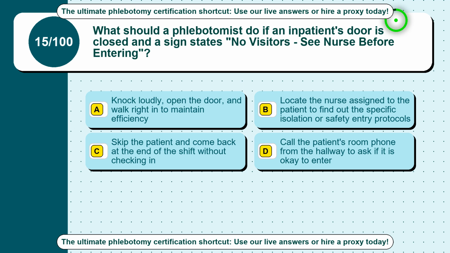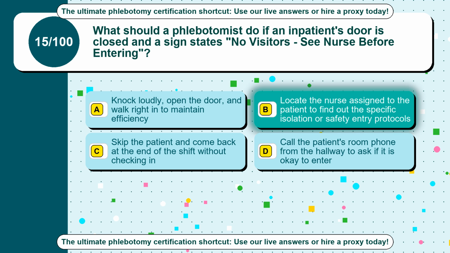Question 15. What should a phlebotomist do if an inpatient's door is closed and a sign states no visitors, see nurse before entering? Option A, knock loudly, open the door, and walk right in to maintain efficiency. Option B, locate the nurse assigned to the patient to find out the specific isolation or safety entry protocols. Option C, skip the patient and come back at the end of the shift without checking in. Option D, call the patient's room phone from the hallway to ask if it is okay to enter. The correct answer is option B.